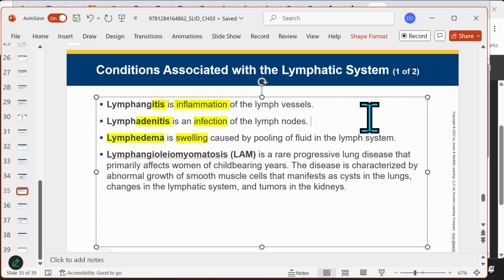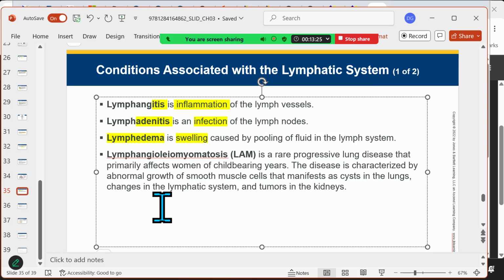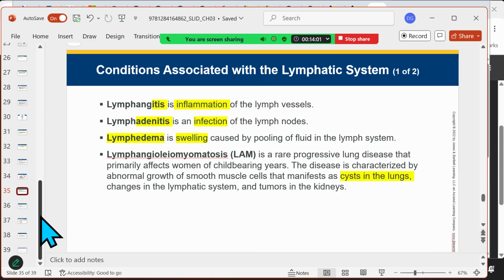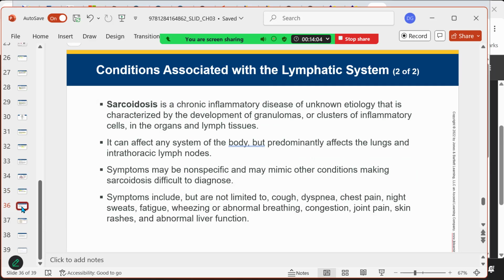But here's one of the biggest words in medicine: lymphangioleiomyomatosis. What a word! It's a rare progressive lung disease, affects women of childbearing years, characterized by abnormal growth of smooth muscle cells, and cysts in the lung are what we characteristically see in this condition. I would call it LAM for short because that name is too long to deal with. But cysts in the lung, changes in the lymphatic system, and tumors in the kidney. So it is a bad disease. I've only seen a couple cases in my career.